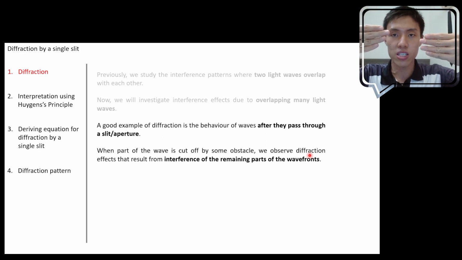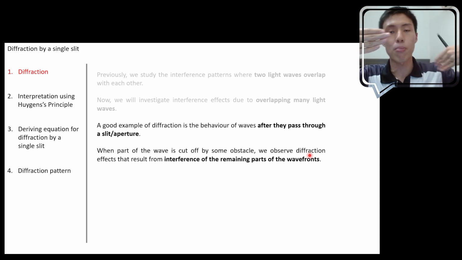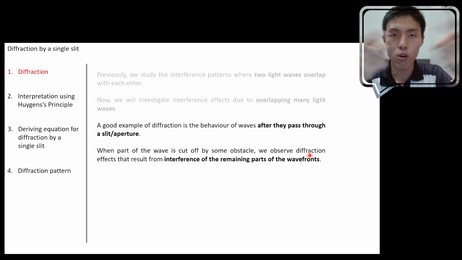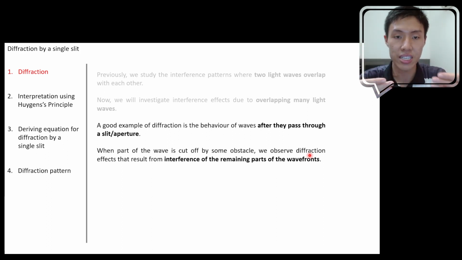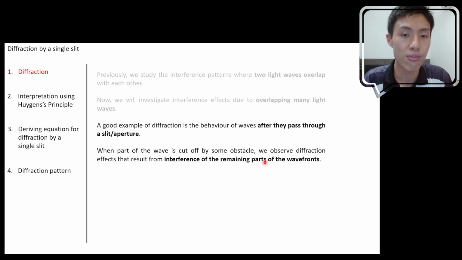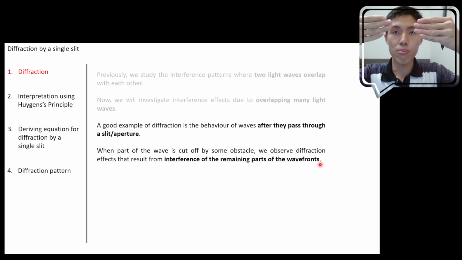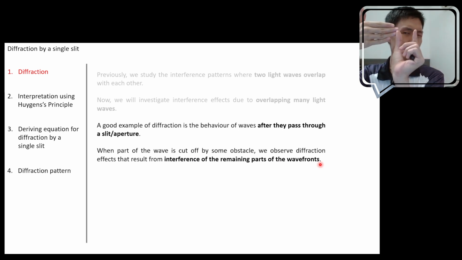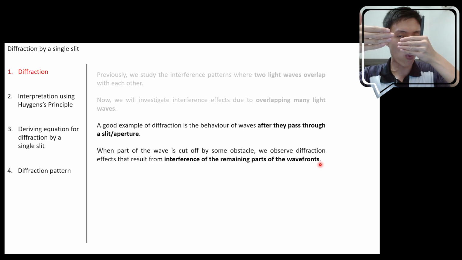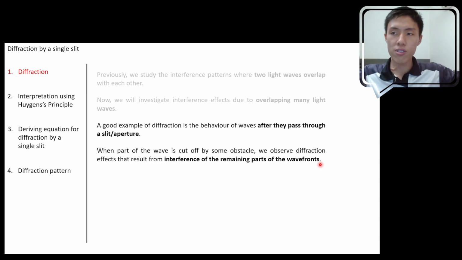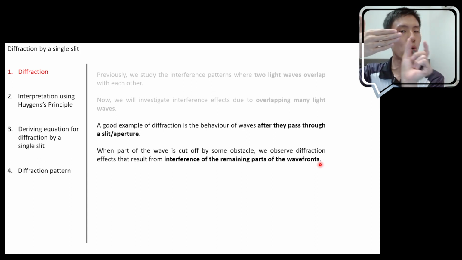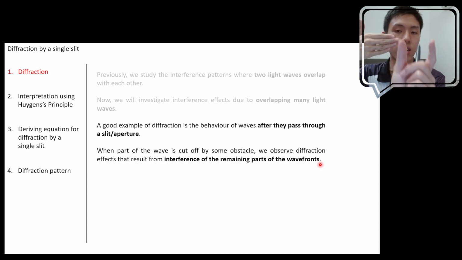This obstacle is going to block a big portion of the wave, leaving only a small portion of the wave to pass through the slit or the aperture. We will observe diffraction effects that result from the interference of the remaining parts of the wavefront. The remaining parts of the wavefront are the parts that managed to pass through this small region. Even though the whole wavefront is supposed to be this long, because you only have a slit of this width, only the wavefront of this width managed to pass through the slit.